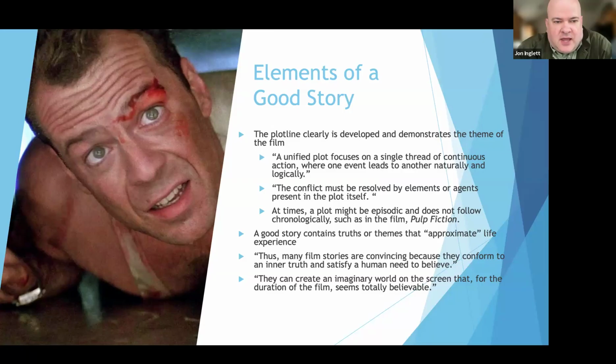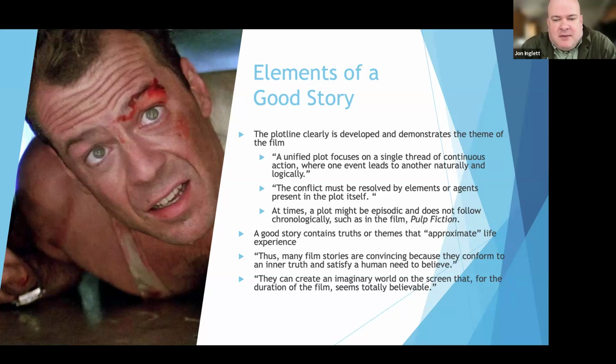In this scene here, we have Bruce Willis in Die Hard following a plot line to overcome the conflict within the building that people have created. The conflict must be resolved by elements or agents present in the plot itself. So there's a conflict that must be resolved.